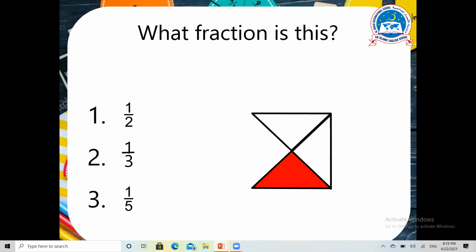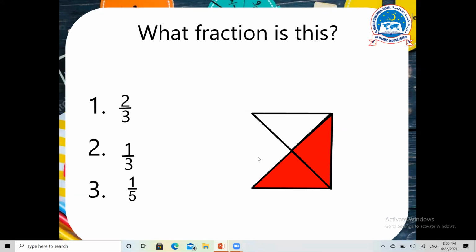Now, what fraction is this? Think. How many parts do we have in total? 1, 2, 3. So the total is 3. How many are shaded? 1. So which one is the correct one this time? 1/3.